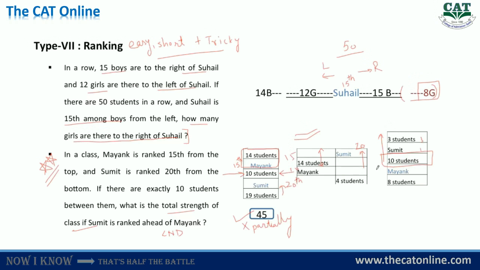So Mayank is ranked 15th from the top, and Sumit is ranked 20th from the bottom. It means Sumit will have 19 students below him, in which Mayank is also there. There will be 10 students between Sumit and Mayank, then the 11th is Mayank, and the remaining 8 students are below Mayank. So 8 plus 1, 9, 10, 19 students below Sumit. This is the second case that you need to also draw. The total strength of the class in this case is 3 plus 1, 4 plus 10, 14 plus 1, 15 plus 8, 23. So there are two possible answers to this question, which are 45 or 23.